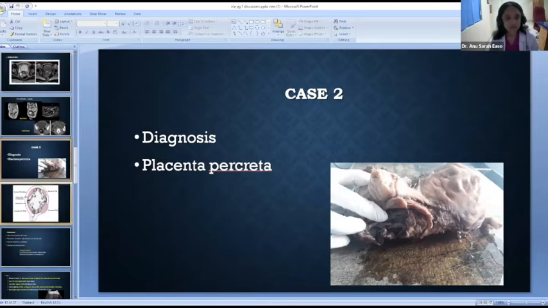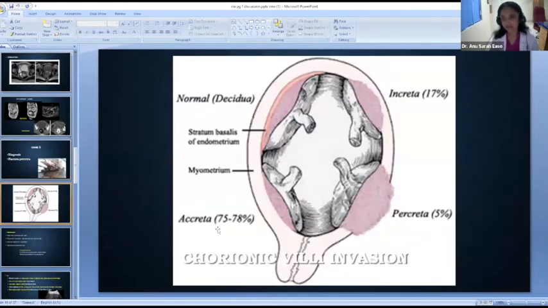So what are the types of abnormal placentation? Other than normal, three types of abnormal placentation are accreta, increta, and percreta. Accreta is one just touching the myometrium, while invagination into the myometrium but not breaching the serosa is the increta. If it is breaching beyond the serosa, it is called the percreta.